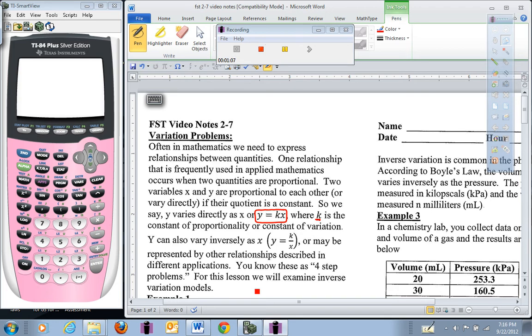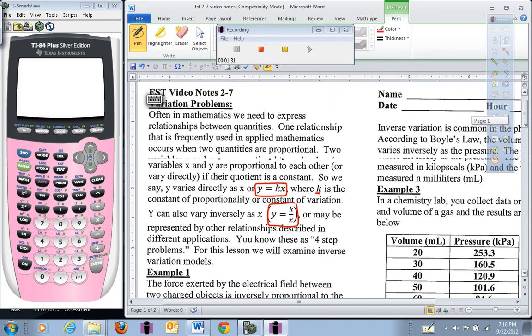Y can also vary inversely as x, as in this situation, y equals k divided by x, or it may be represented by other relationships as described in different applications. You know these problems as four-step problems, those four-step problems that you learned to do in Algebra 2. For this lesson, we're going to examine inverse variation models.